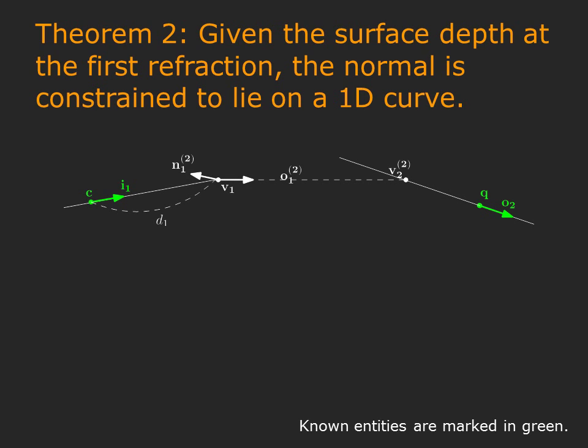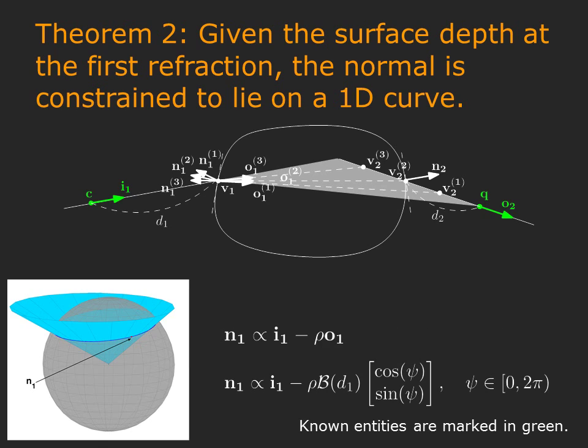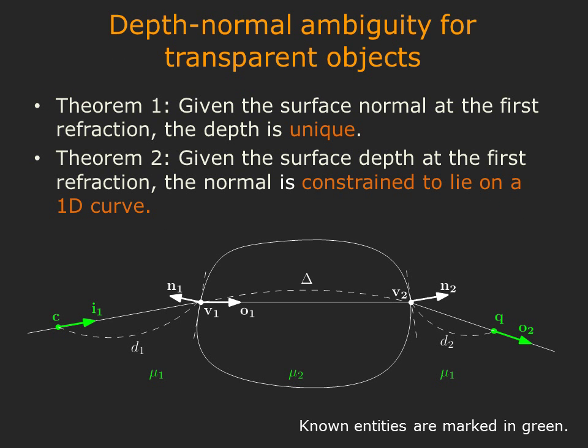Similarly, we can assume that the refraction happens at V22. We can also compute the corresponding surface normal N12. The same procedure holds for any point on the outgoing light ray, for example V23. All possible light rays after the first refraction will lie on the grey colored plane. We can see that the normals corresponding to these outgoing directions will trace a 1D curve on the unit sphere. Up to this point, we present the geometric interpretation of the two depth normal ambiguities for transparent objects.